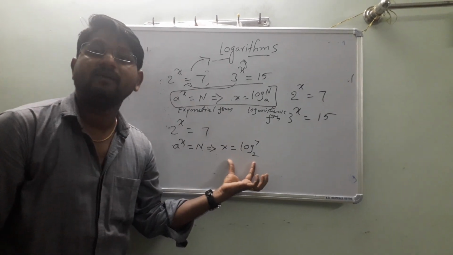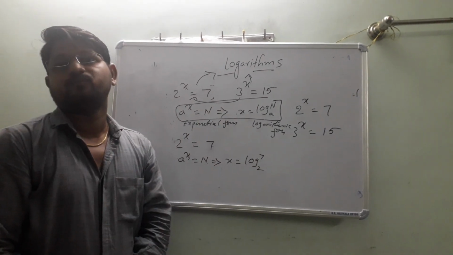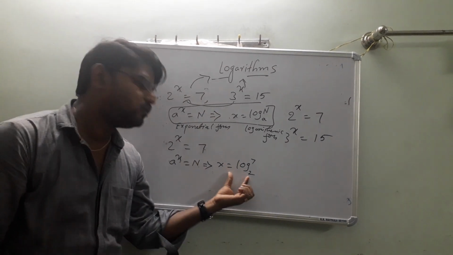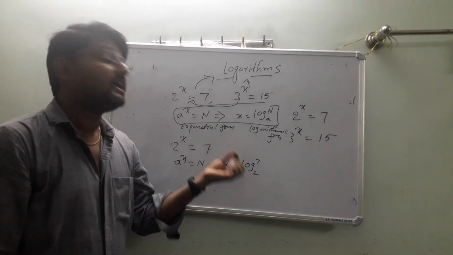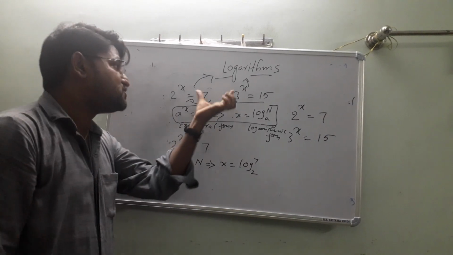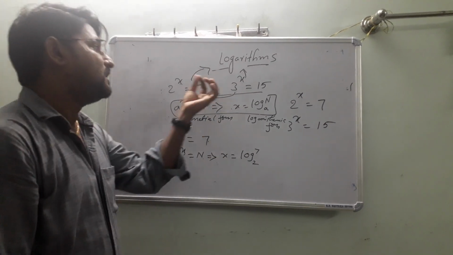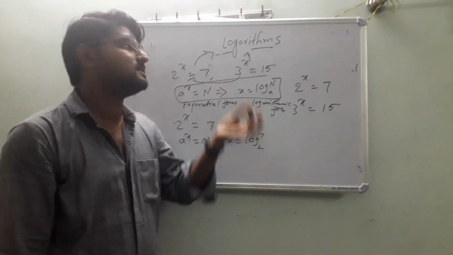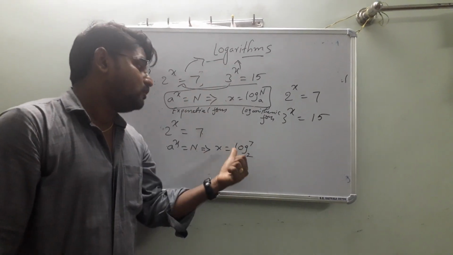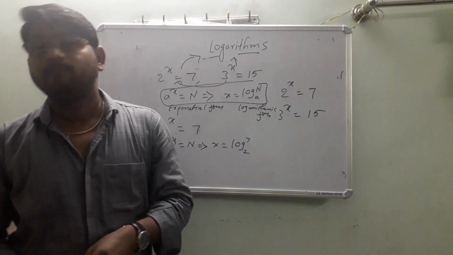By using the logarithm table, you will get the x value. In higher classes, compulsory you have to use the logarithm table. You will get the x value. So that's why for this type of problems you have to use the logarithms lesson. Very important from the student point of view up to 10th class. You will get the x value by using logarithms. Very important.